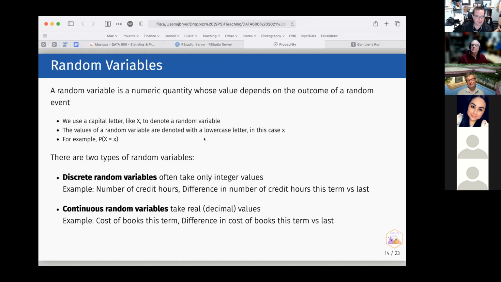So we have two types of random variables. We have discrete random variables, right? These are things that take on integer values, like number of credit hours this versus last term. And then we can have continuous random variables, and these are real numbers. These are things like cost of books, or financial numbers, those kinds of things.